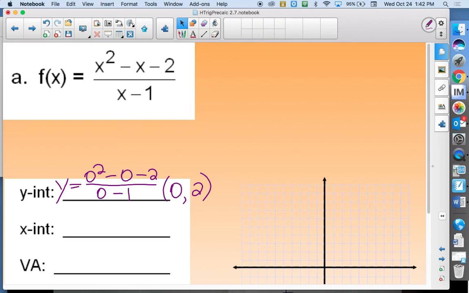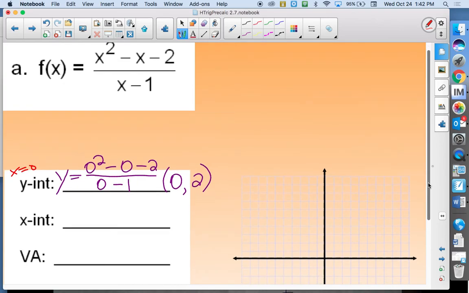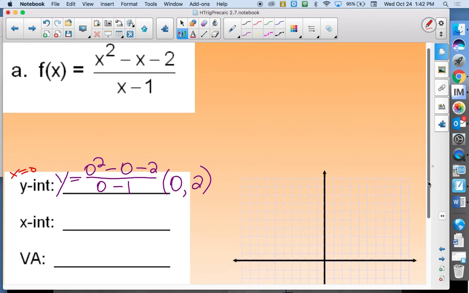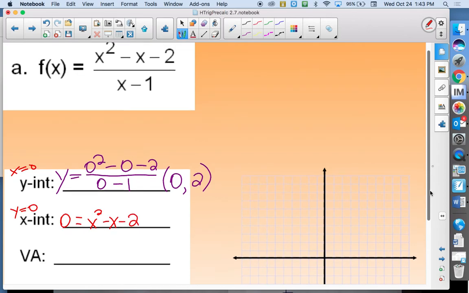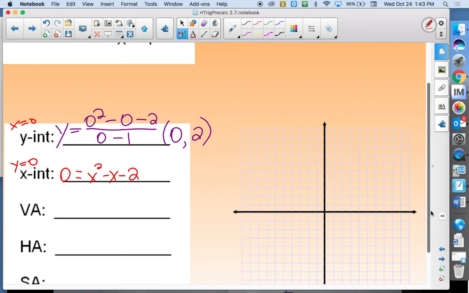Libby, how do you get an x-intercept? So if you find a y-intercept by letting x equal 0, you find an x-intercept by letting y equal 0. And in this case, it's just the numerator. So we have 0 equals x squared minus x minus 2. How do you find x when you have x squared minus x minus 2?